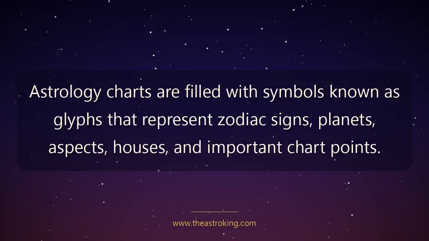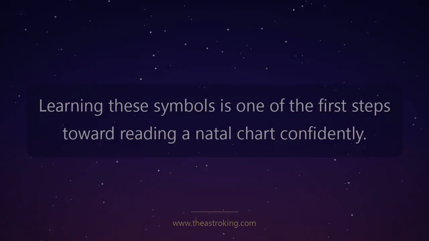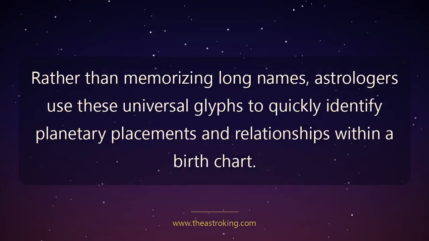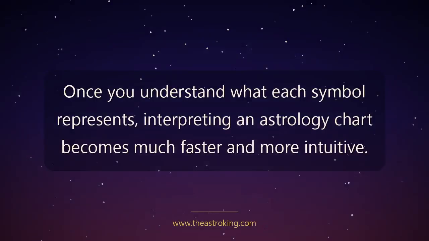Astrology charts are filled with symbols known as glyphs that represent zodiac signs, planets, aspects, houses, and important chart points. Learning these symbols is one of the first steps toward reading a natal chart confidently. Rather than memorizing long names, astrologers use these universal glyphs to quickly identify planetary placements and relationships within a birth chart. Once you understand what each symbol represents, interpreting an astrology chart becomes much faster and more intuitive.